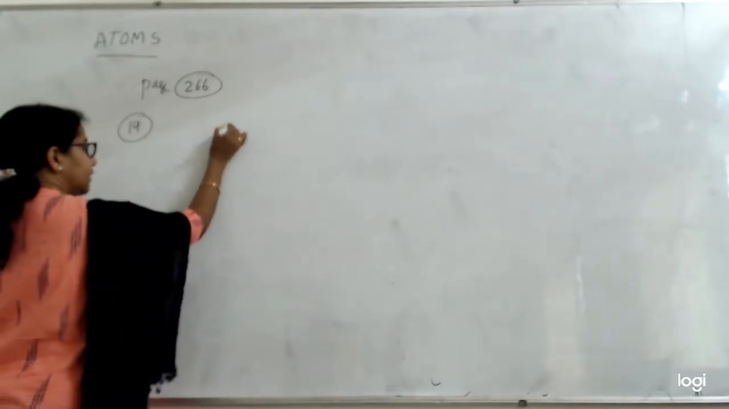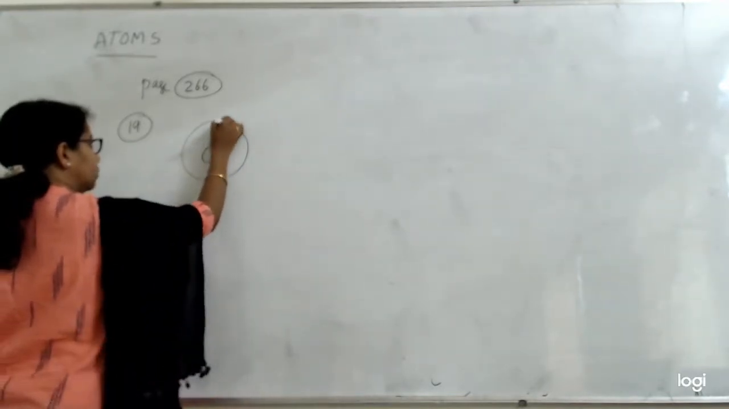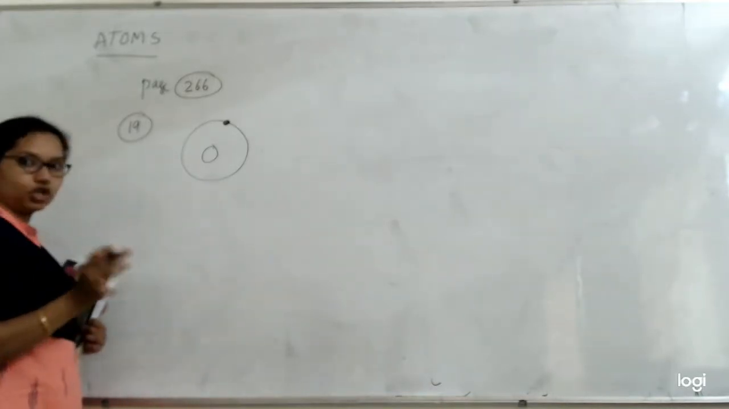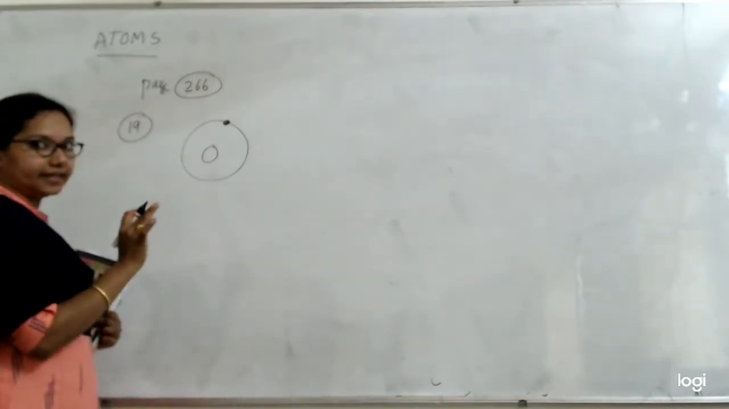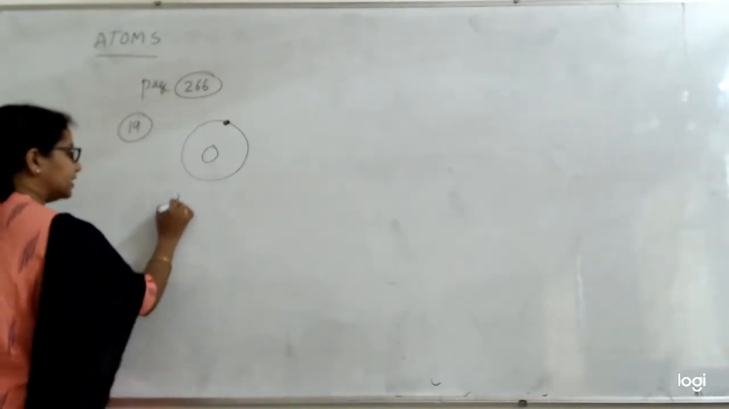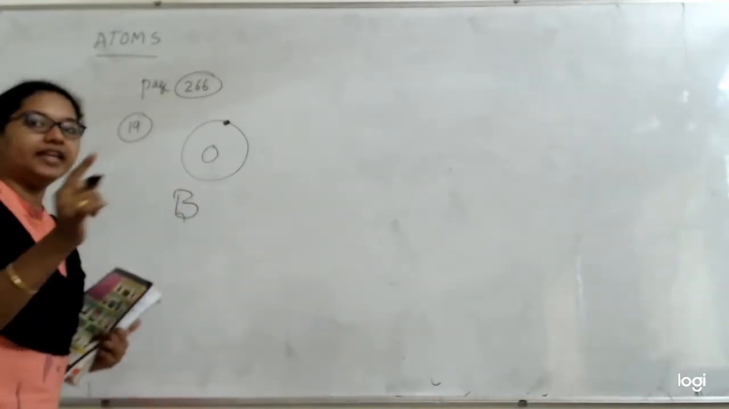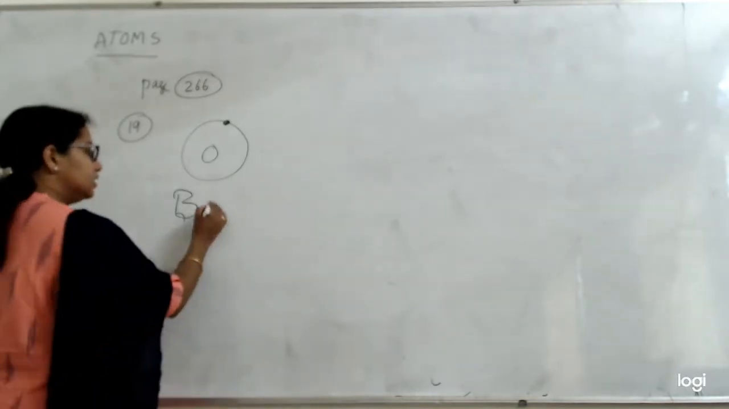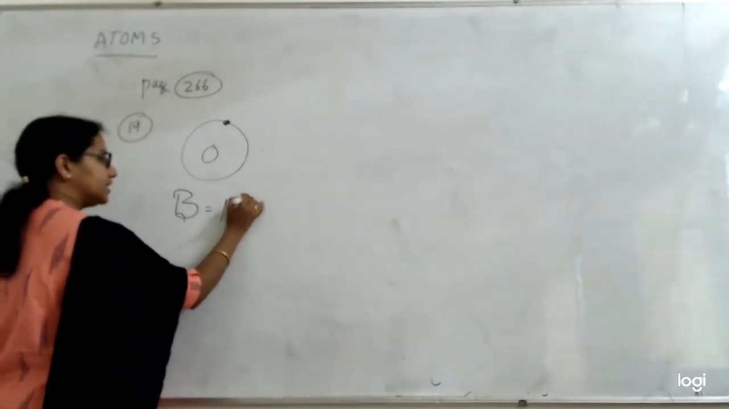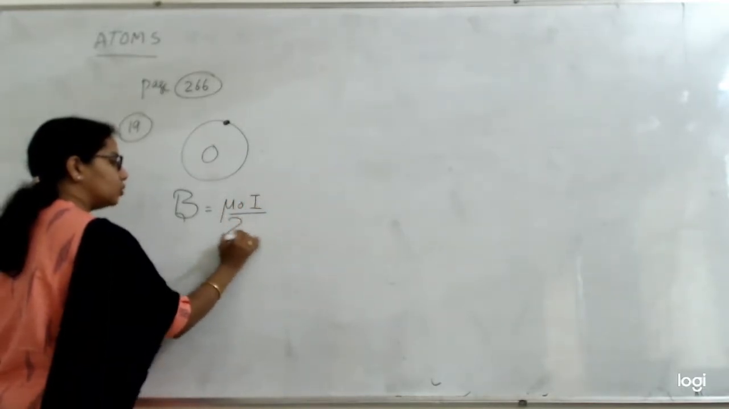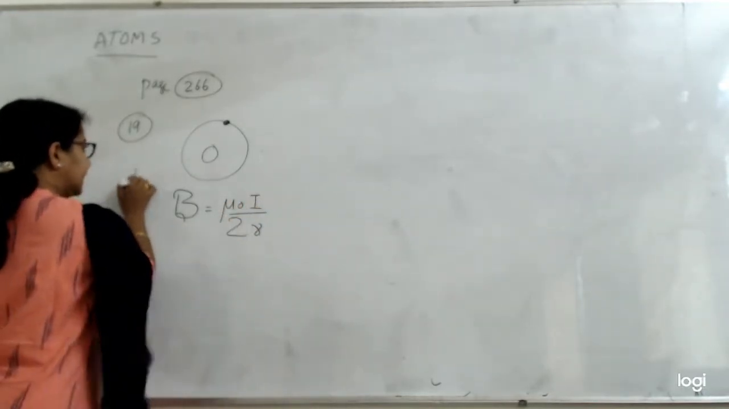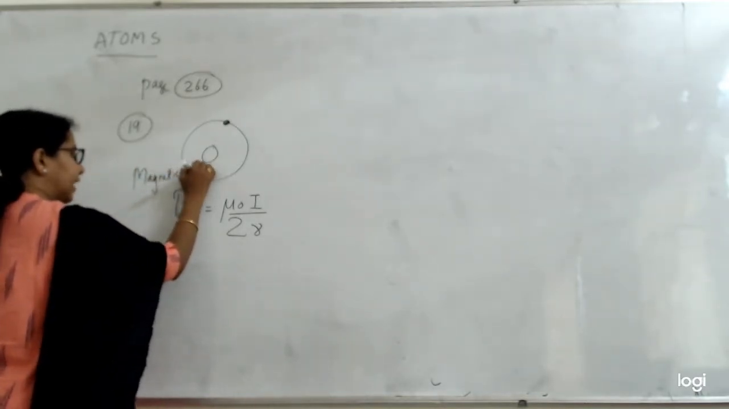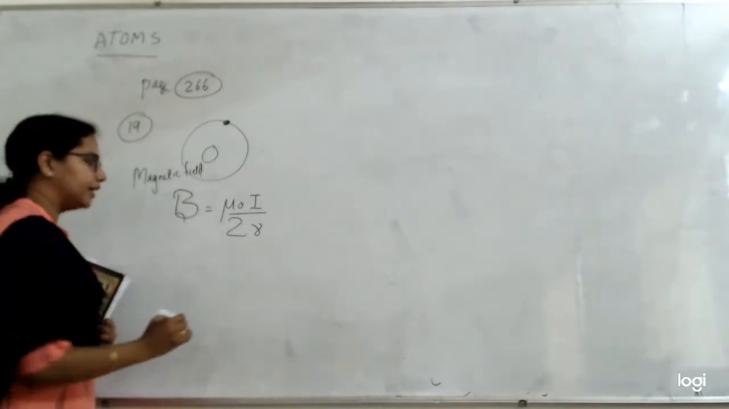It means we know the electrons are revolving around the nucleus. Due to this revolution, we don't know which orbit it is, I've taken it simply like this. So I should find the magnetic field at the center. When an electron is moving in a circular path, it produces a circular current. So the magnetic field at center, B, equals mu naught I by 2r.